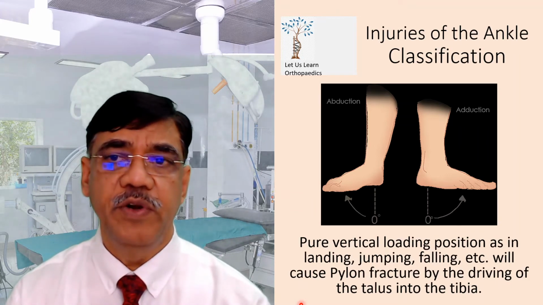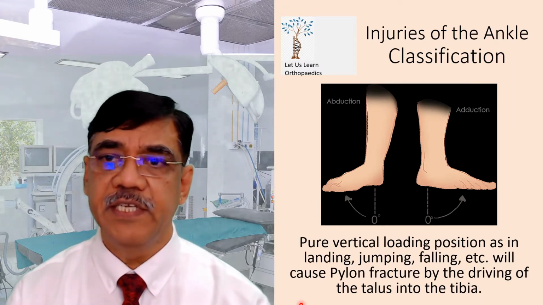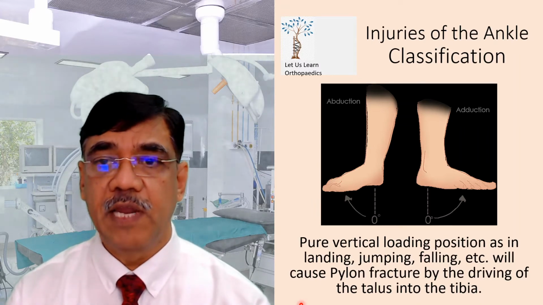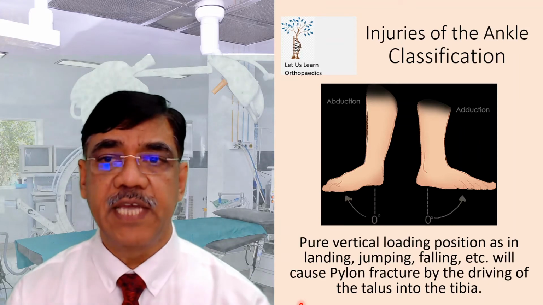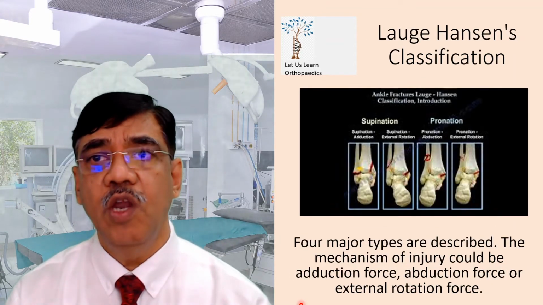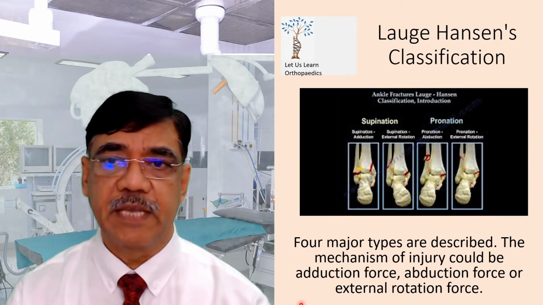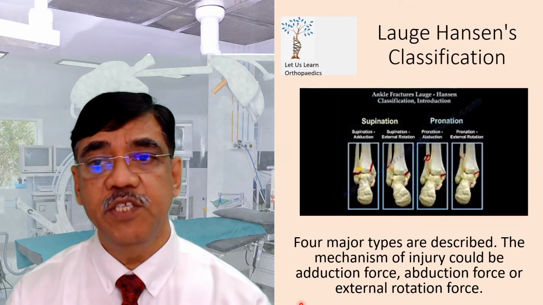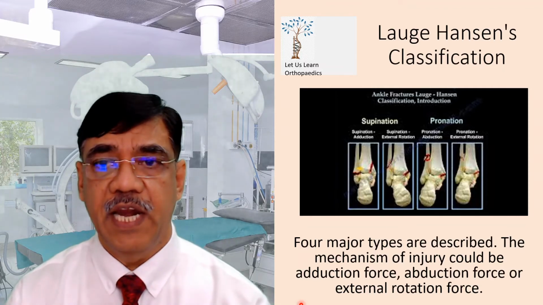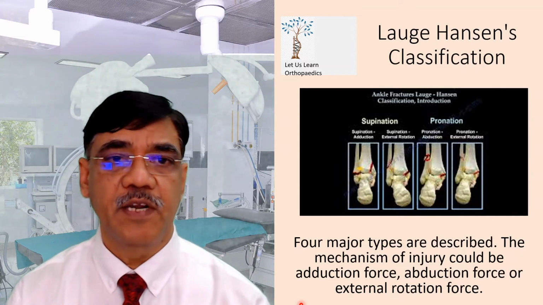Pure vertical loading position, as in landing, jumping, falling etc., will cause pylon fractures by driving the talus into the tibia. Now, Lauge-Hansen has described 4 major types. The mechanism of injury could be the adduction force, abduction force, or the external rotation force.